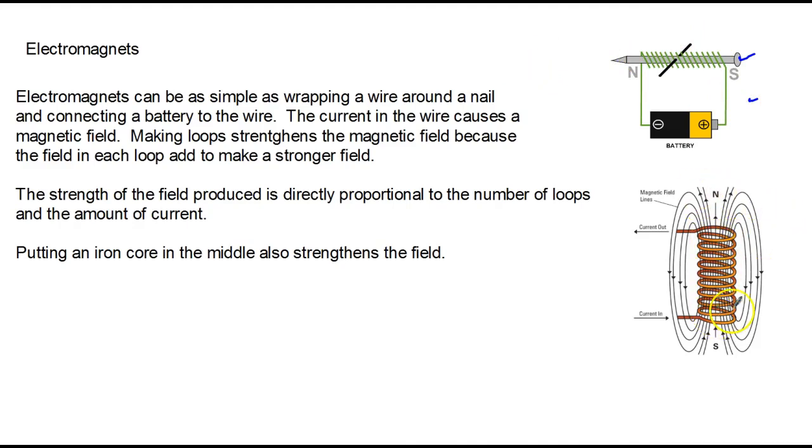So this is a picture of a loop, current out, current in. Current goes through all those loops and generates that magnetic field. The strength of the field is directly proportional to the number of loops. I double the loops, I double the field strength. And also directly proportional to the current, and putting the iron core inside makes the field stronger.